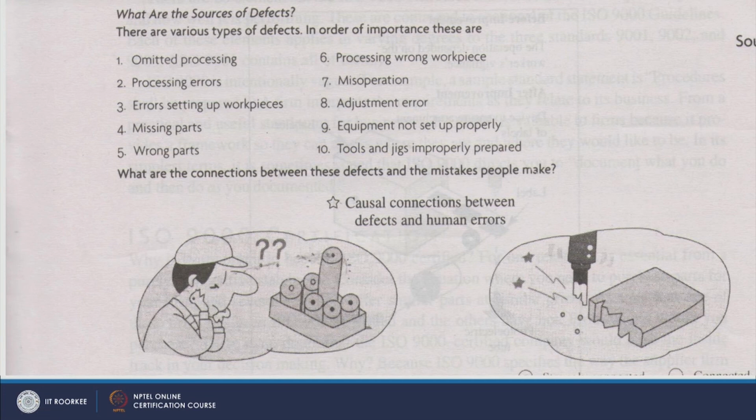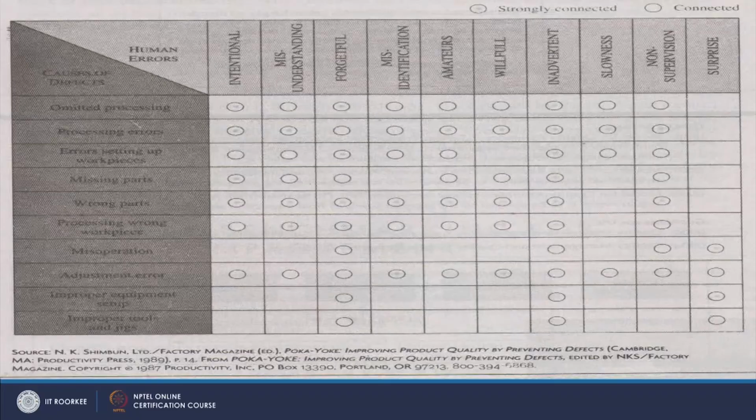So we need to find out what is the connection between the mistakes people make and the defects. If you are able to do this, then you are done. So you should come up with a correlation between what kind of mistake has been made and what the defect is. If that chart is ready, then you can remove those mistakes. So a chart like this can be prepared.